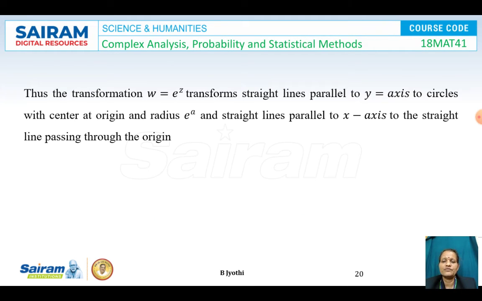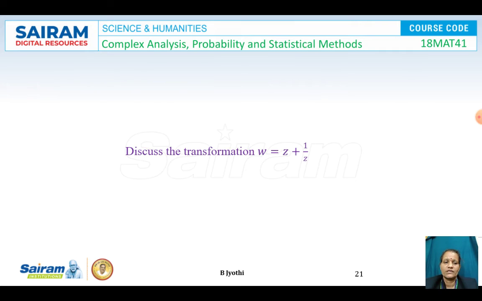So thus the transformation w is equal to e power z transforms the straight lines parallel to y axis to the circles with center at the origin and radius e power a, and the straight lines parallel to x axis to the straight lines passing through the origin like y is equal to mx. This is v is equal to a constant into u.